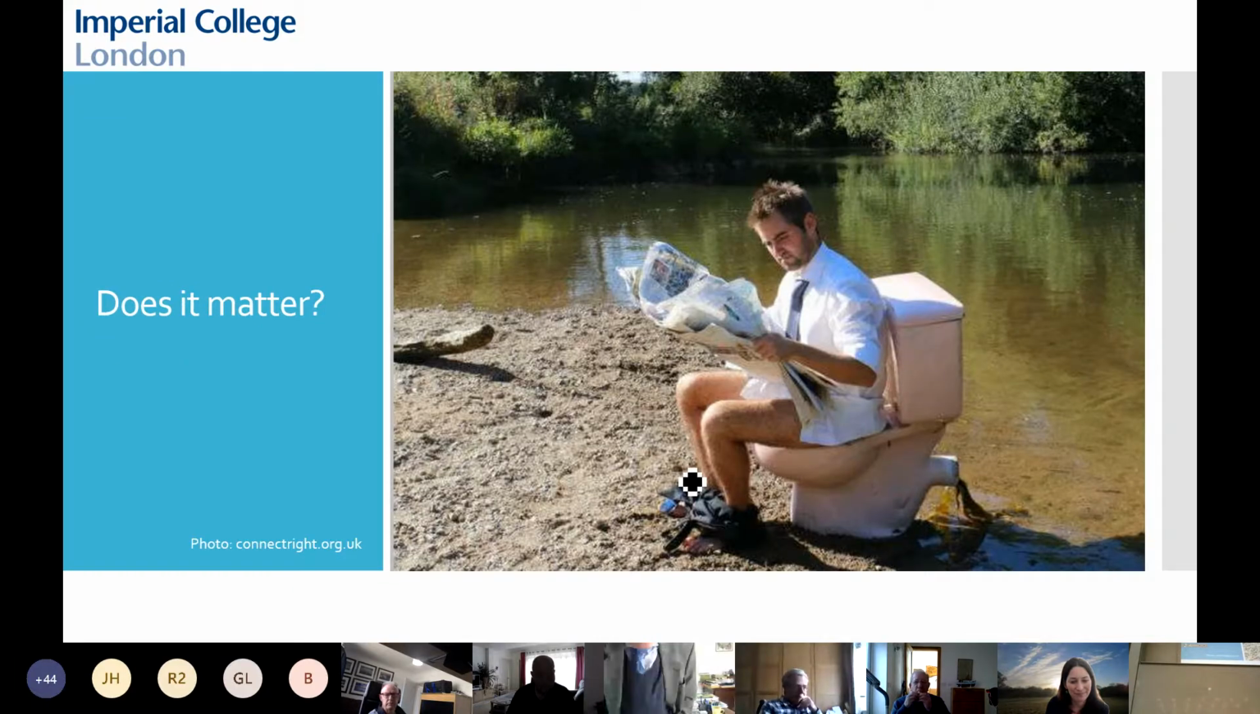Does it matter? Yeah, it's disgusting. Sewage straight into the river, not a good thing. And even the extra cost of putting clean water to the sewage treatment works isn't a good thing.